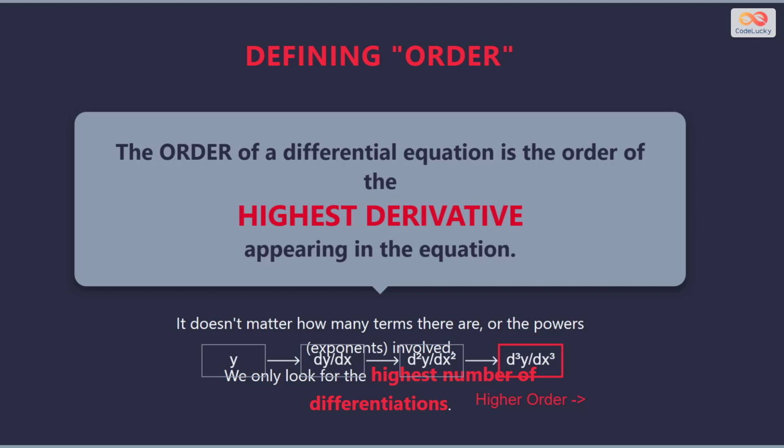So, what is the order? The definition is straightforward. The order of a differential equation is simply the order of the highest derivative appearing in that equation. You do not need to solve the equation. You just need to look at it and find the term that has been differentiated the most number of times.